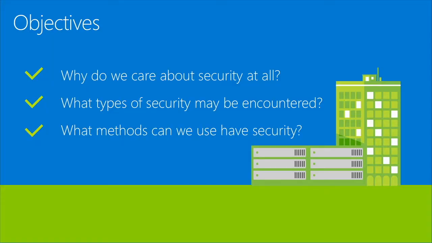So why do we care about security at all? What types of security are we going to be encountering? What methods can we use to meet that security layer? Well, we've all seen massive data breaches, unfortunately, over the years. We don't have to enumerate them during this session, but we're all well aware that there have been errors in that area. Regulations like HIPAA and PCI and PHI security all are in place to help guide companies to make good security decisions.